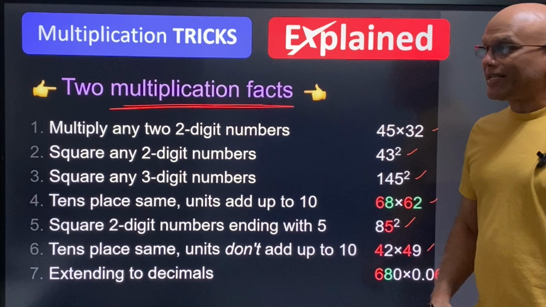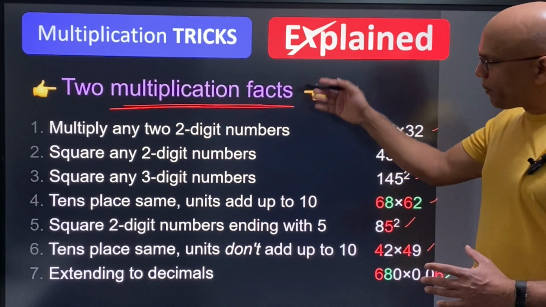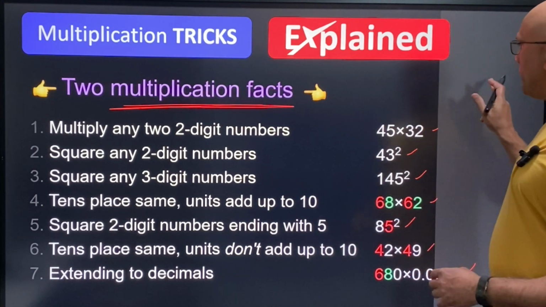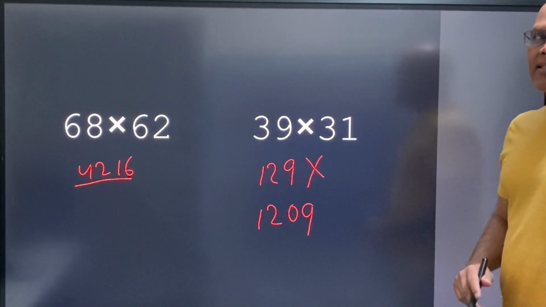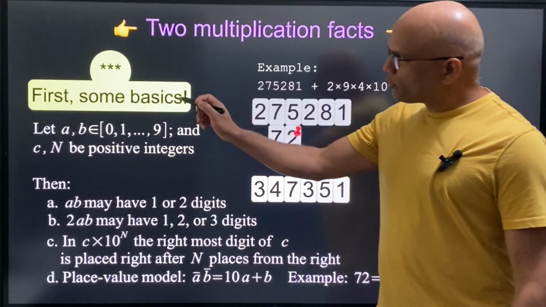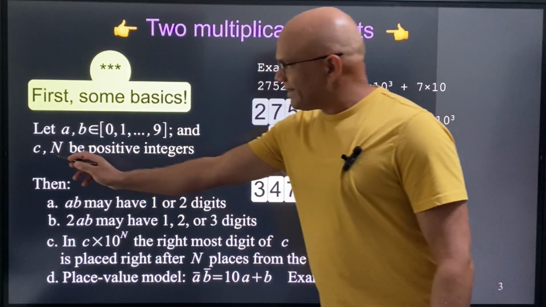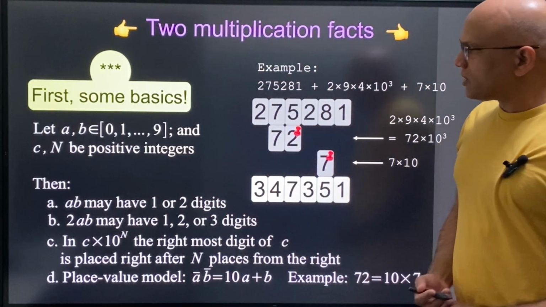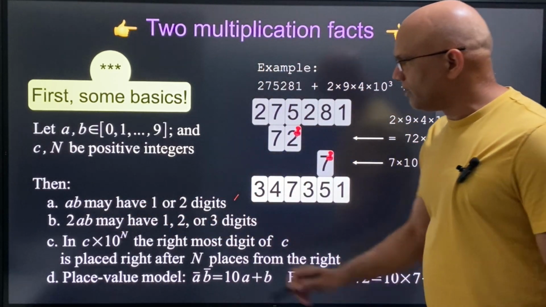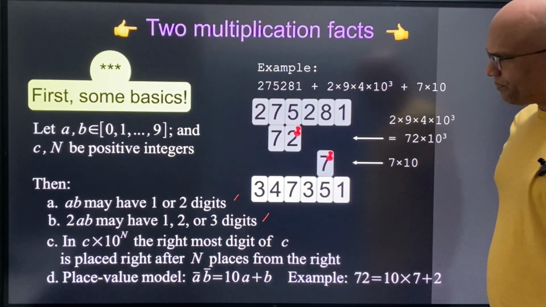Before we discuss these tricks, I must remind you about two multiplication facts because that forms the basis for most of the multiplication tricks that you will see, and it will also help you avoid mistakes like this. Even before we talk about the multiplication facts, let me lay down some basics here. Let a and b be single digit integers and c and n be any positive integers. In that case, a times b may have one or two digits, very trivial. 2 times a times b may have 1, 2 or 3 digits, again very trivial.